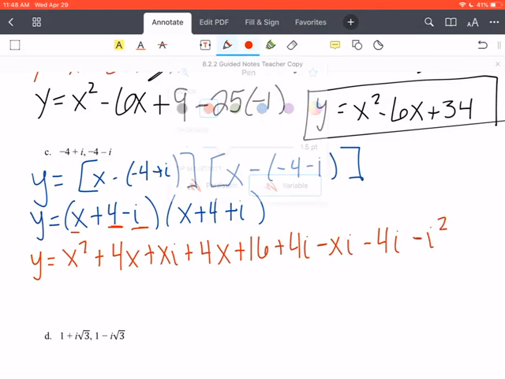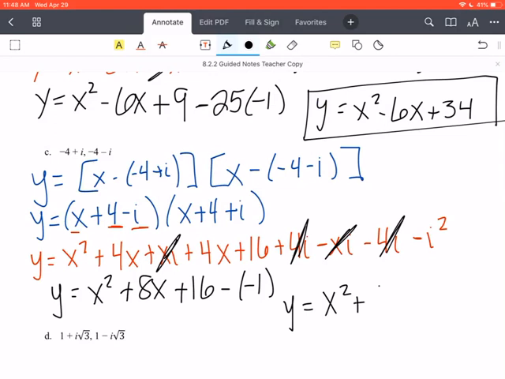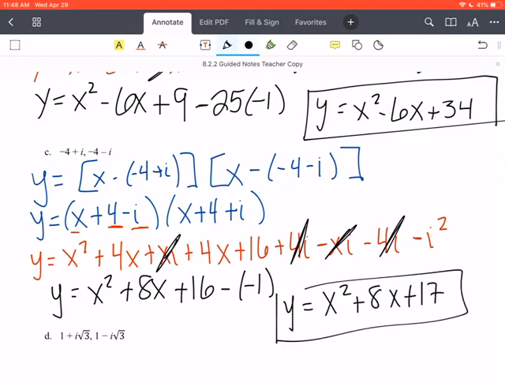So we are going to look to cross things out. We have negative xi, positive xi. We have positive 4i, negative 4i. So y equals x squared plus 8x, and then plus 16 minus negative 1. So y equals x squared plus 8x plus 17 is the quadratic equation.